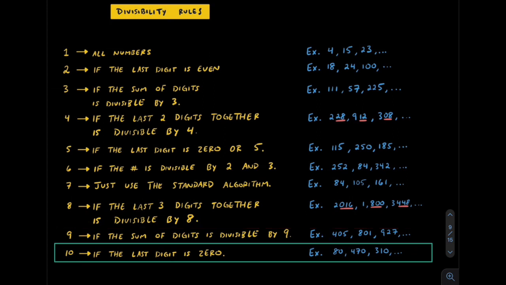Let's end on an easy one here. How do you know if a number is divisible by 10? Well, this one's pretty picky. The number just has to end in a 0. So if the number doesn't end in a 0, it's not going to go in evenly.